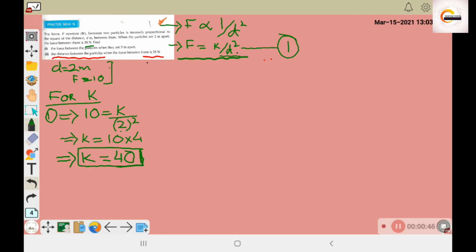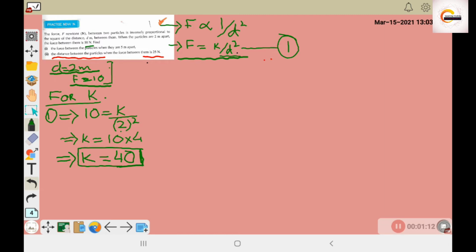Now, when the particles are 2 meters apart, that means the distance between the particles, d, is 2 meters and the force between them is 10 Newton. So, I am going to use these two values to find out the value of K, because if we don't know the value of K, we cannot proceed further.